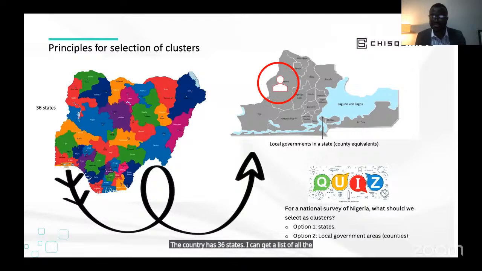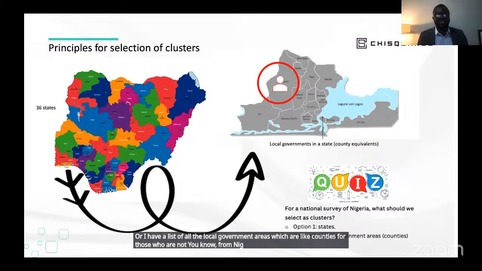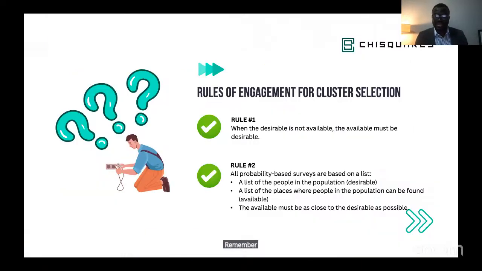That's not hard. Or I have a list of all the local government areas, which are like counties for those who are not from Nigeria, right? So I have a list of all the local government areas in this case, or I have a list of all the states. Remember our principle earlier that the available must be as close to the desirable as possible.